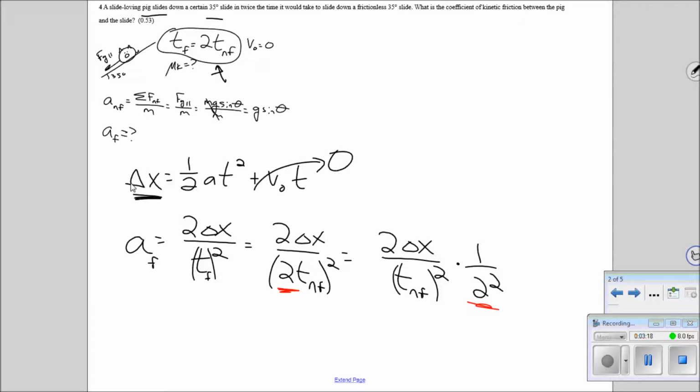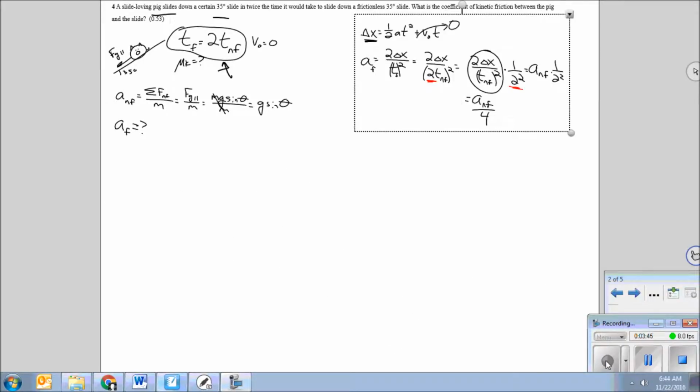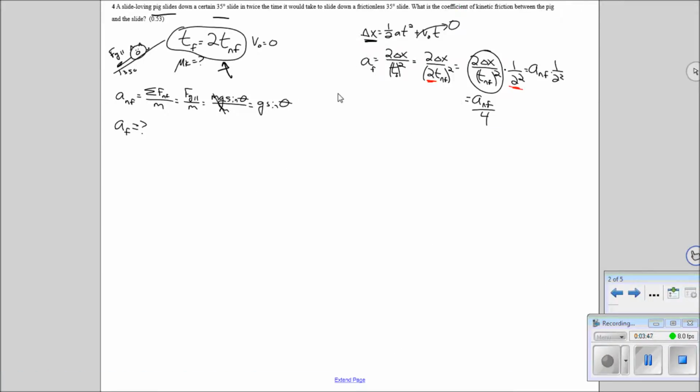But then notice, this guy right here, that's our expression again for acceleration, but this time it's the acceleration with no friction. So this is the acceleration with no friction times 1/2 squared, or in English, it's the acceleration with no friction divided by 4. Okay? That seems like it might be useful information. Okay, so I just moved this stuff up here.